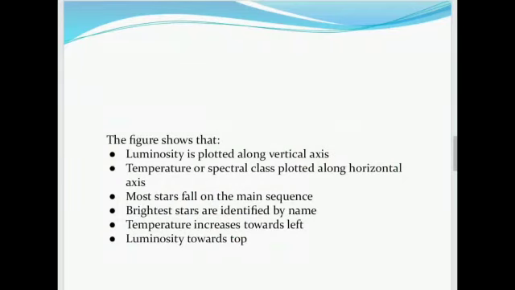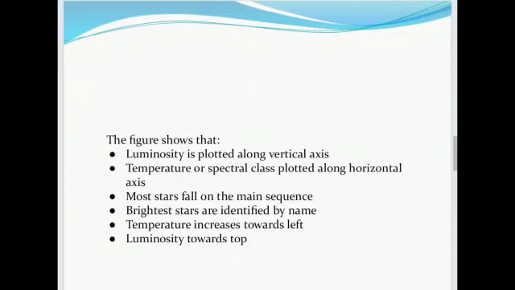So, luminosity is plotted along y-axis and temperature is plotted along x-axis. Temperature can also be called as spectral class. And in this graph, we can see that most of the stars are following the main sequence. And some of the brightest stars can be identified by their name.